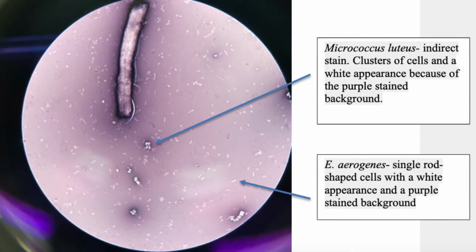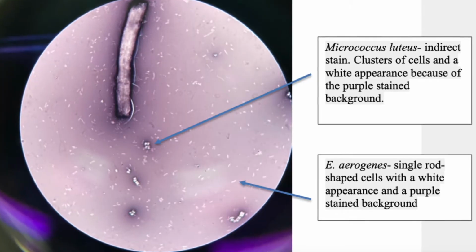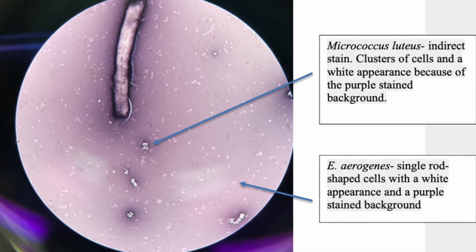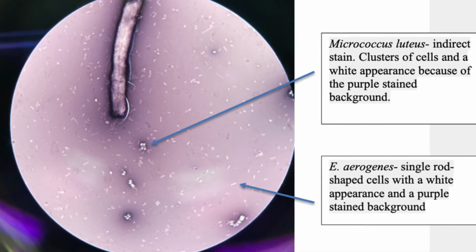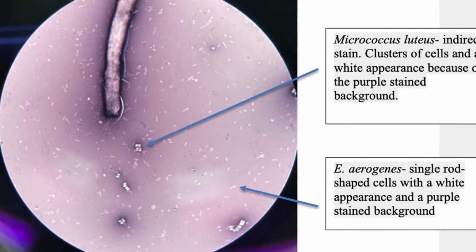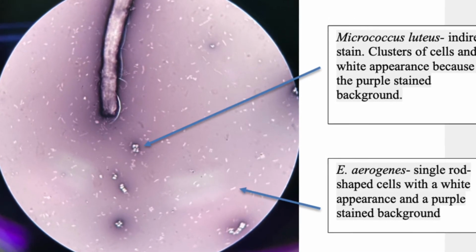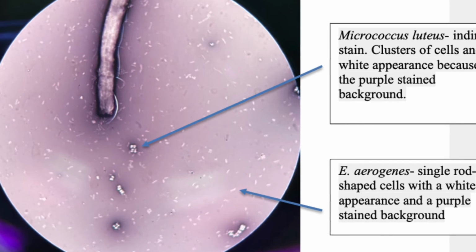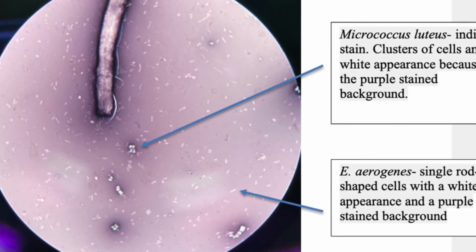This is an indirectly stained slide. Unlike direct staining, here the cells are colorless and the background is colored. You could see clusters of cells of M. luteus and single rod-shaped cells of Enterobacter aerogenes. That's an unlabeled version for you guys. Just label and submit along with your lab report.